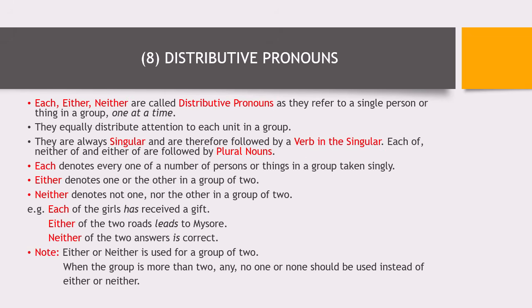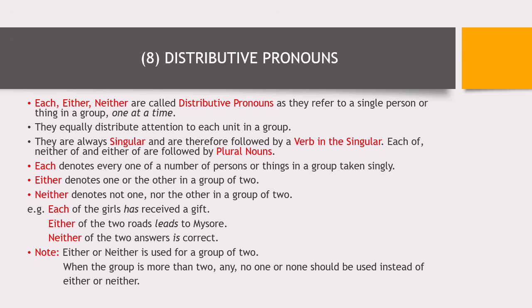Distributive pronouns. Each, either, neither, are called distributive pronouns, as they refer to a single person or thing in a group, one at a time. They equally distribute attention to each unit in a group. They are always singular, and are therefore followed by a verb in the singular. Each of, neither of, and either of are followed by plural nouns. Each denotes every one of a number of persons or things in a group, taken singly. Either denotes one or the other, in a group of two. Neither denotes not one, nor the other, in a group of two.